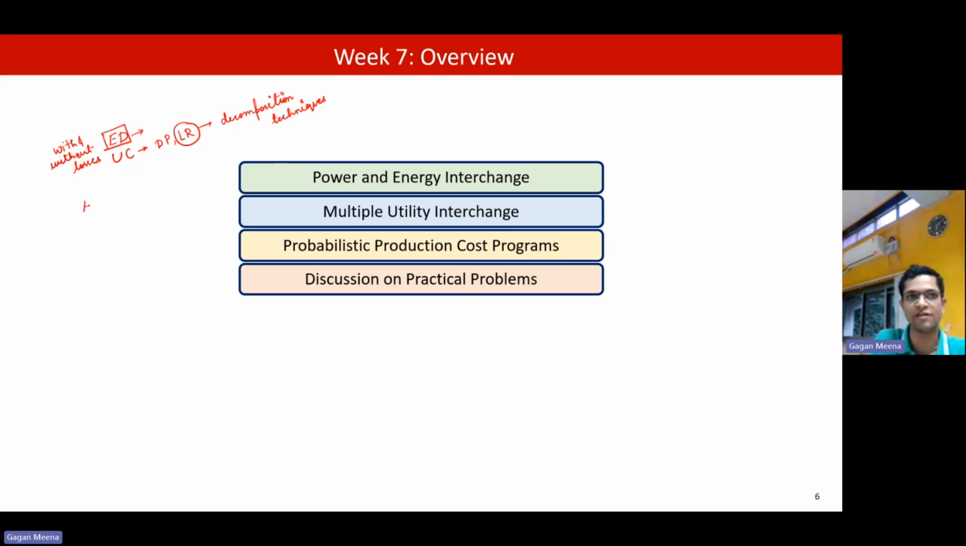Then we also saw hydrothermal coordination. In the last week, we discussed the production cost model, which uses all these previously used concepts. So here we are discussing how this works in a big interconnected system.